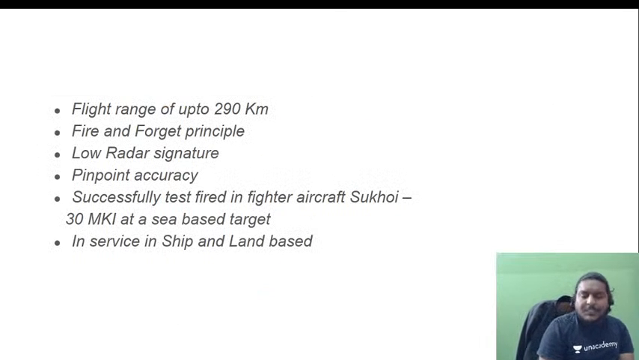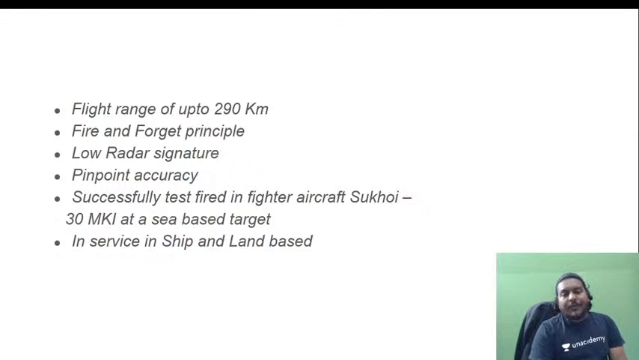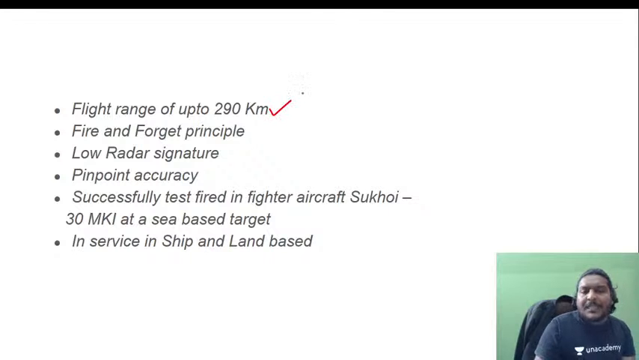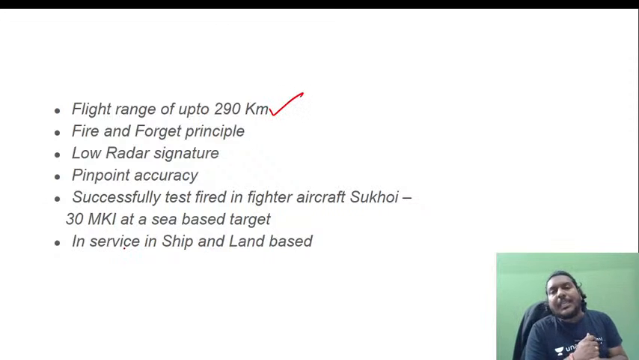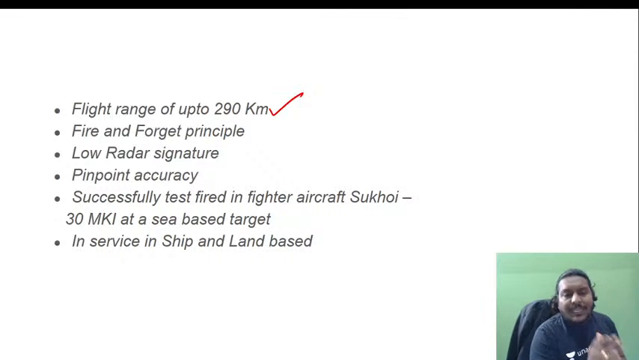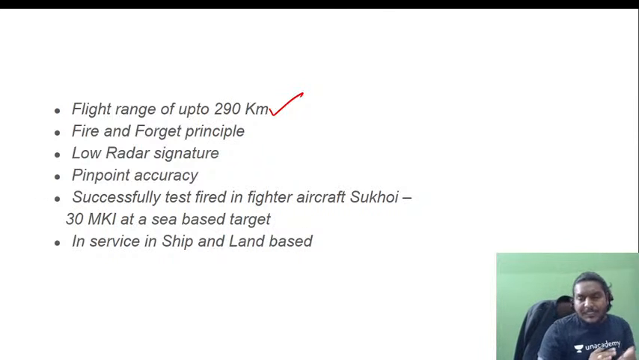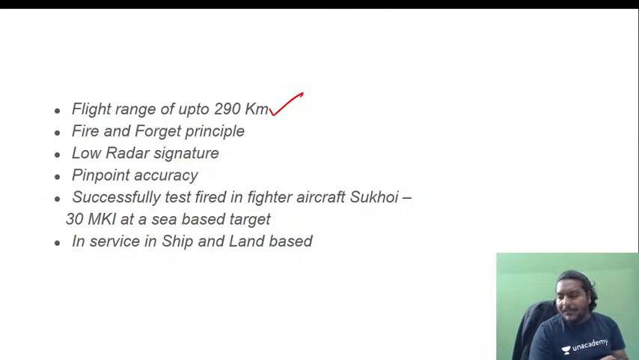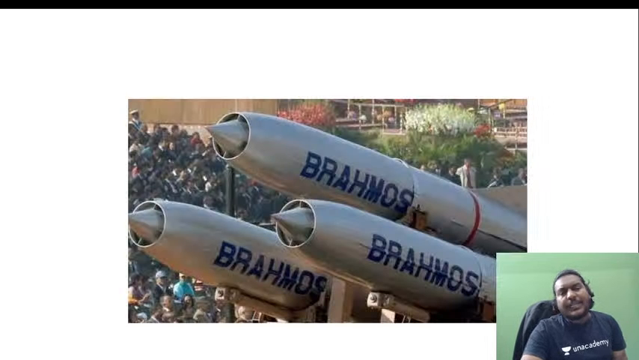But when it comes to this one, when we are talking about BrahMos, it has a flight range of up to 290 kilometers. It has a very clear fire and forget principle. You don't have to worry about it. Just fire it and you can forget, and it goes at a very very greater speed, so you won't be able to find that so easily. Accuracy would be really very well, and we have been doing that and implemented in different kind of methods also. In the ship based weapon, on the land based weapon, we have already tested that.